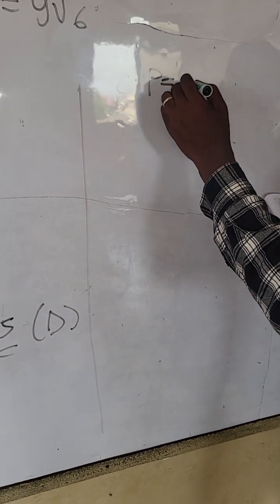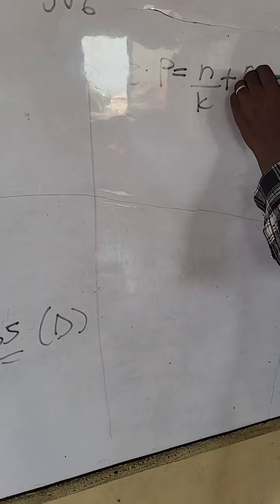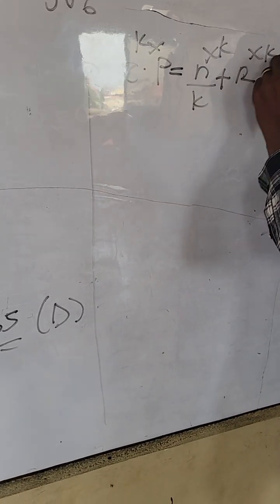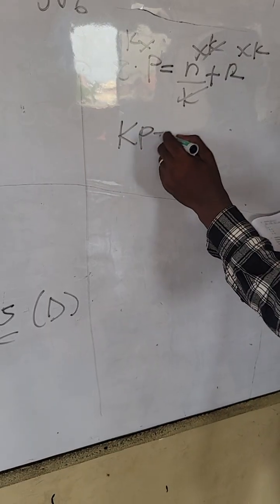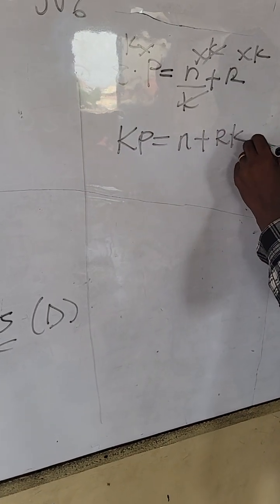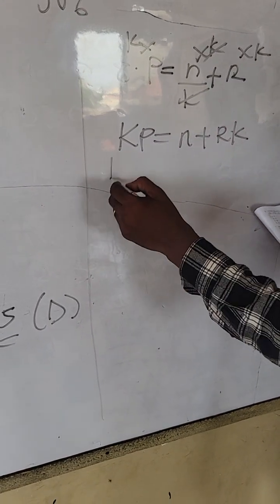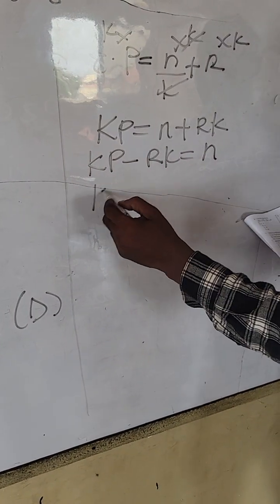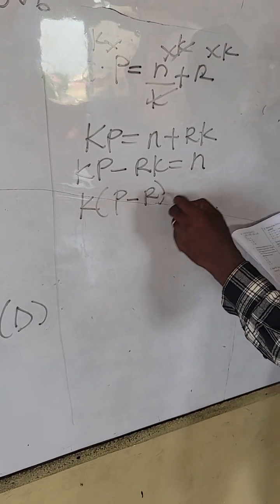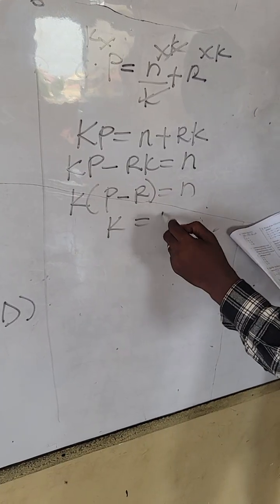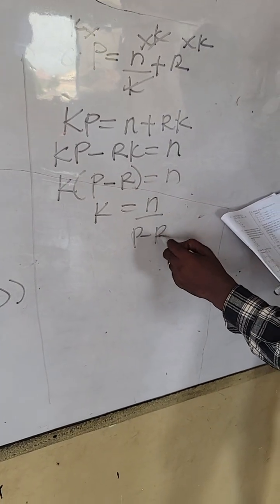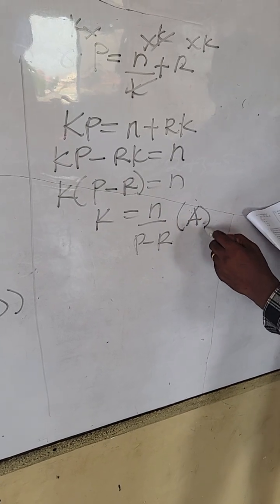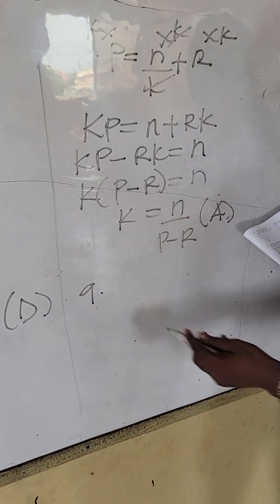So P is equal to N over K plus R. The LCM is K, so each term times K. This gives KP is N plus RK. Now put the terms that contain K at one side. RK goes to the other side, so K times P minus R is equal to N. Divide both sides by P minus R, and that gives you K to be N over P minus R. Option A. Question number 9.